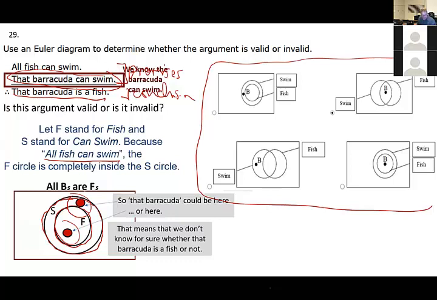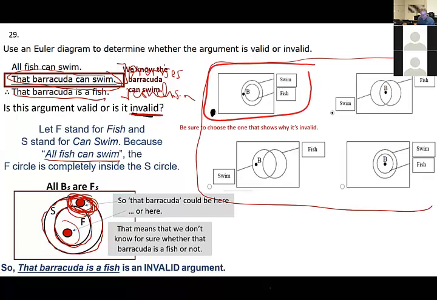And anyway, the thing that proves it's not valid is the case where it would not be in there. If that dot were not inside the fish circle, that would be the case that proves that the conclusion is not valid. So the answer choice you want to pick over here on the right is the one that shows that the argument's not really valid.